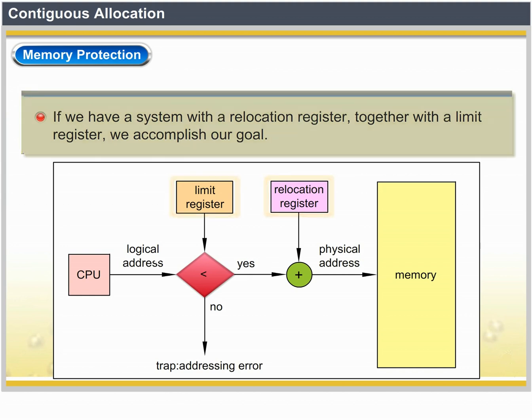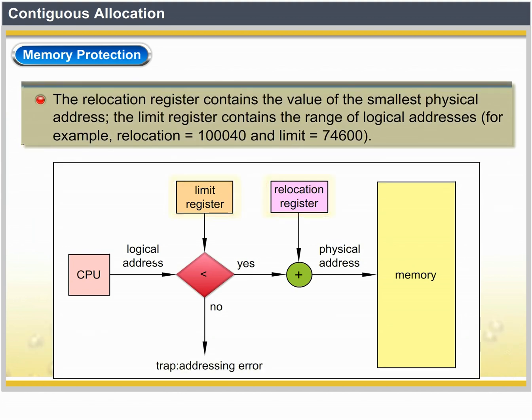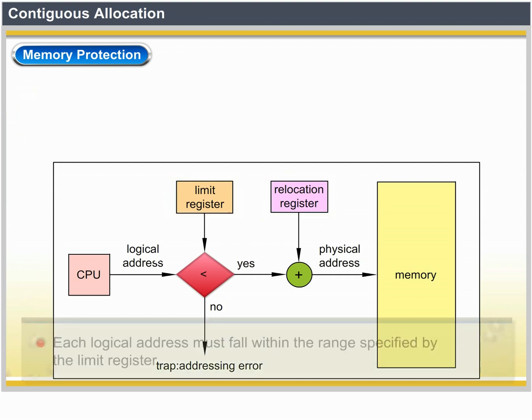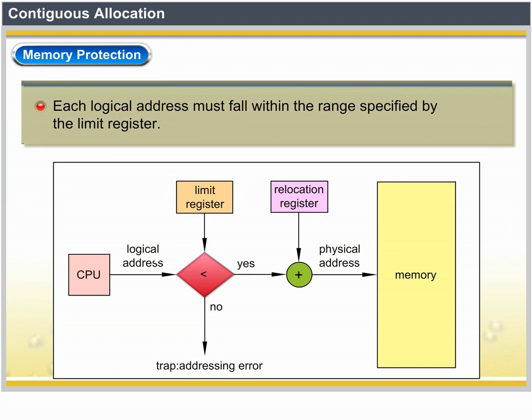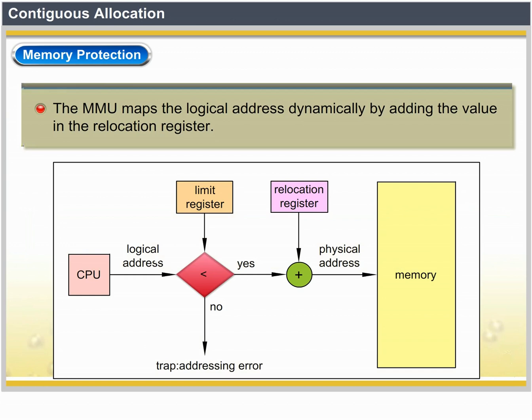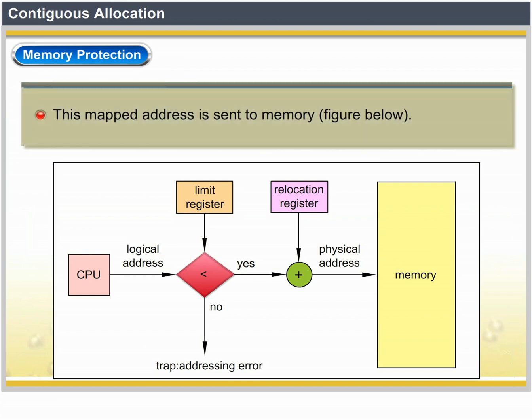The relocation register contains the value of the smallest physical address. The limit register contains the range of logical addresses. For example, relocation equals 100040 and limit equals 74600. Each logical address must fall within the range specified by the limit register. The MMU maps the logical address dynamically by adding the value in the relocation register. This mapped address is sent to memory. Figure below.